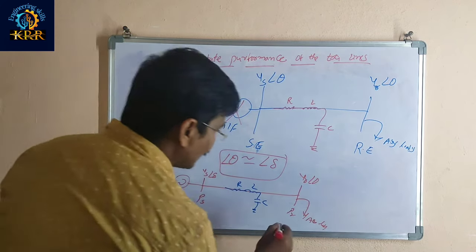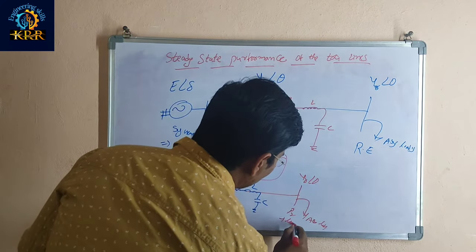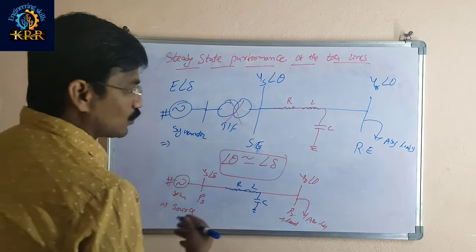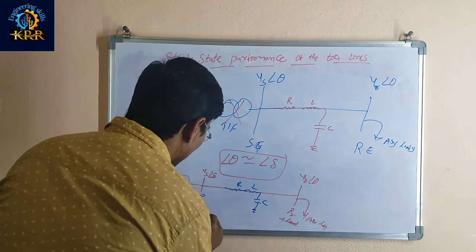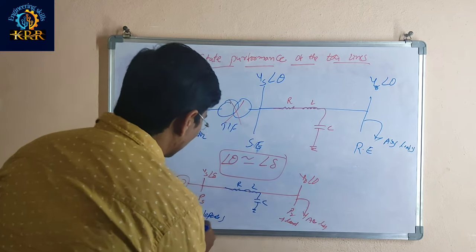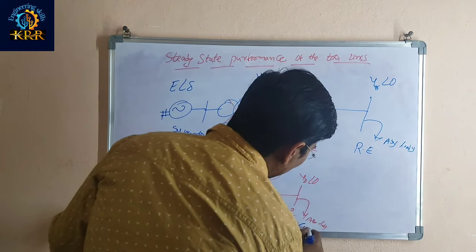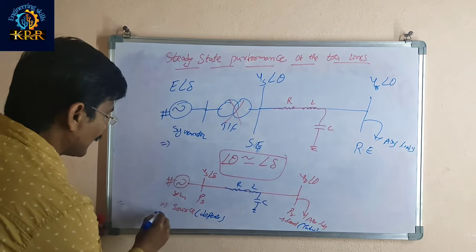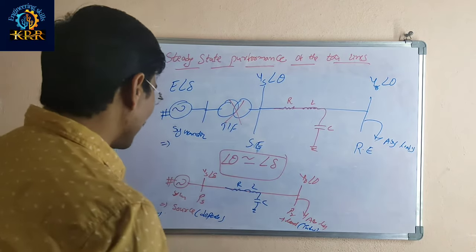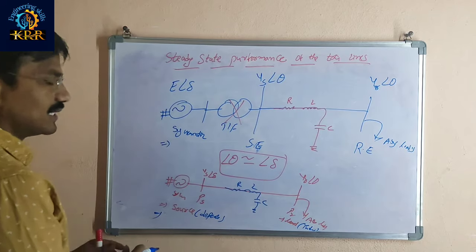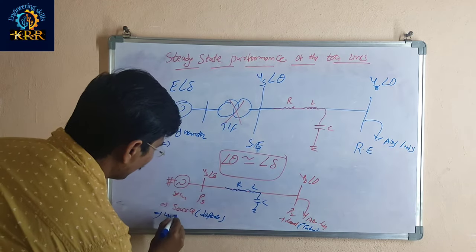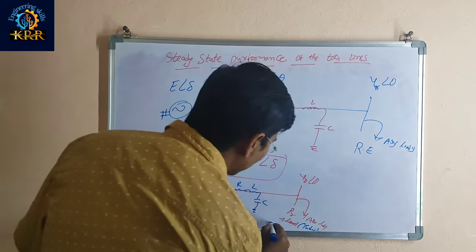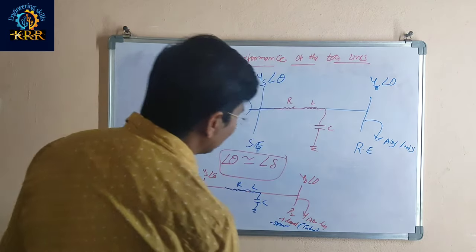This is the source. This is the load. This source is the dependent source, but the load is independent. Here, these things are the unknown things, and here are the known things.